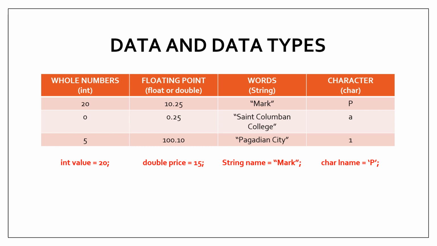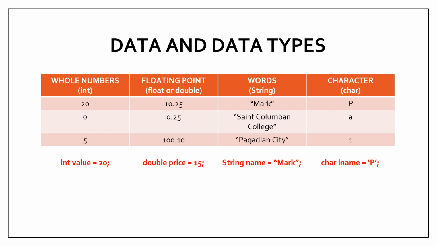Now, if you expect to receive words, then you use string. So we say string, name, and then double quotation marks, and then the data you wish to store. So let's say Mark. Sometimes you will use a character, a single letter, a single number, a single character such as a semicolon. And the data type for that is char. And we say, for example, in this scenario, char L name, which is short for last name, and then we use P.